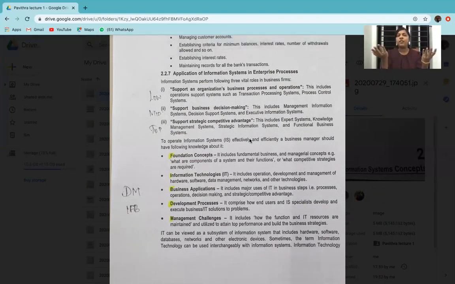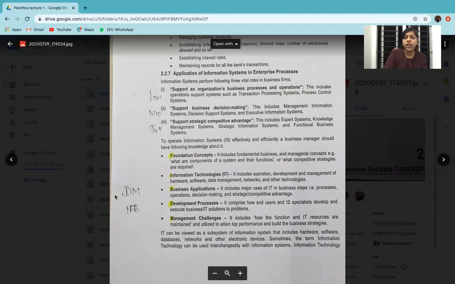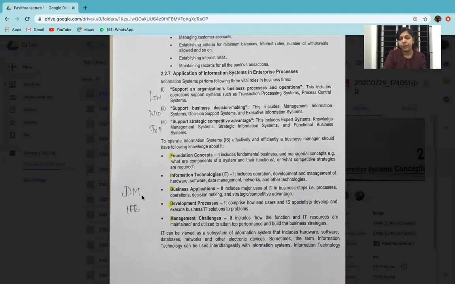So to operate an information system, I should have a knowledge of a few things. What are they? The mnemonic is DMIFB. D for development process: how do I develop it? And then M for management challenges: I develop, how am I going to manage it? What are the challenges that I'm going to face?